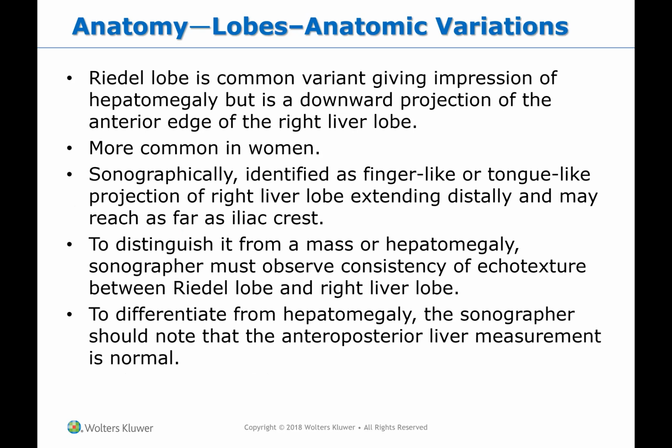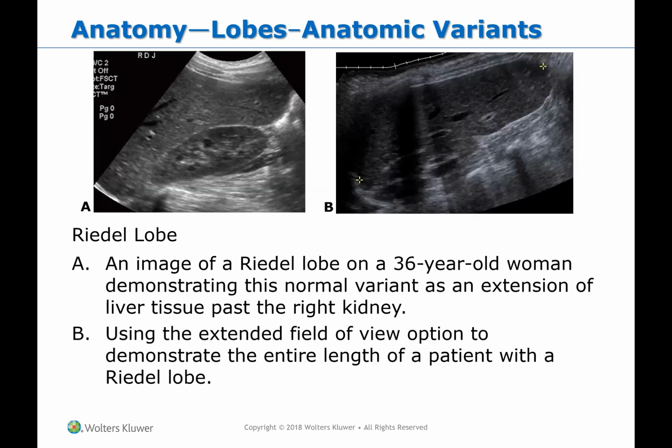One of the ones that I really want you to know is a Riedel lobe, which is a common variant, giving the impression of hepatomegaly, but it is just a downward projection of the anterior edge of the liver. So there's just an extension. It doesn't necessarily mean that the liver is enlarged, but it's more like a finger-like or tongue-like projection that goes over the kidney. Here's a picture of it. Usually the liver stops around mid kidney. This liver extends past the kidney.